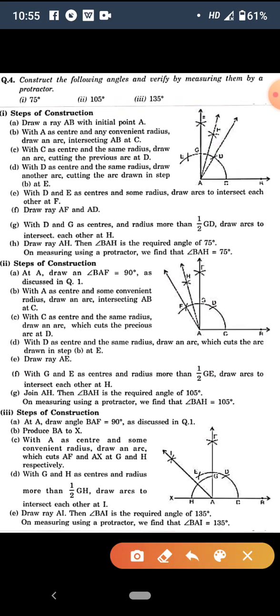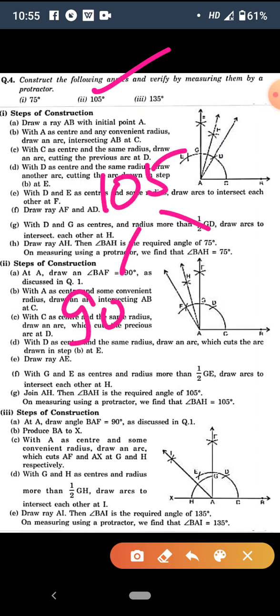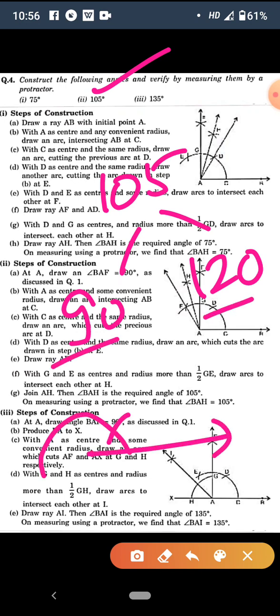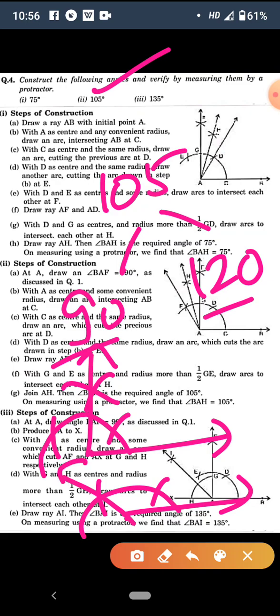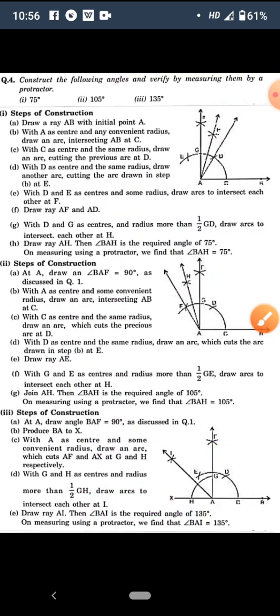Now for 105 degree, what is the step? I told you earlier that it is midway between 90 and 120. So firstly, you will make an angle of 90 degree. How to draw an angle of 90? Like this. This is 90. And how to draw an angle of 120? Like this. These two arcs will make 120 degree.